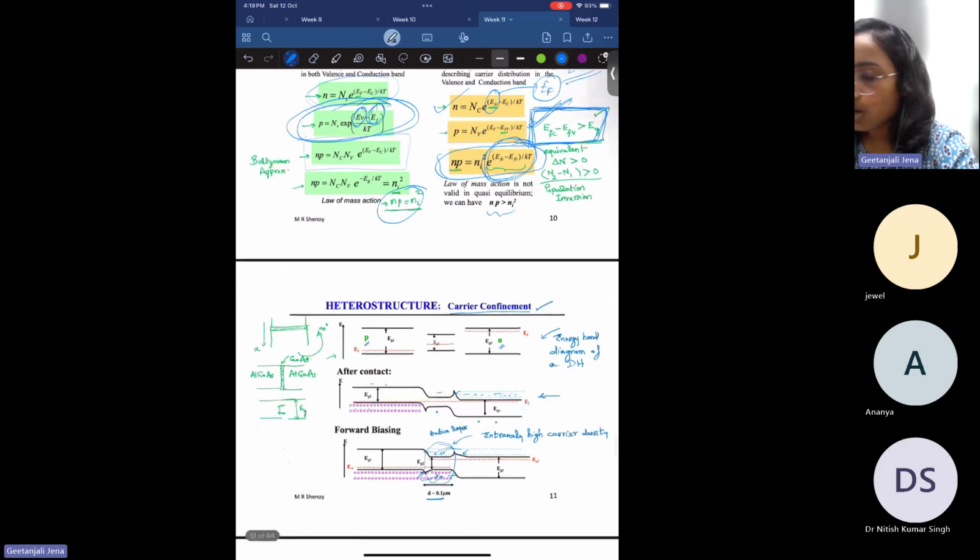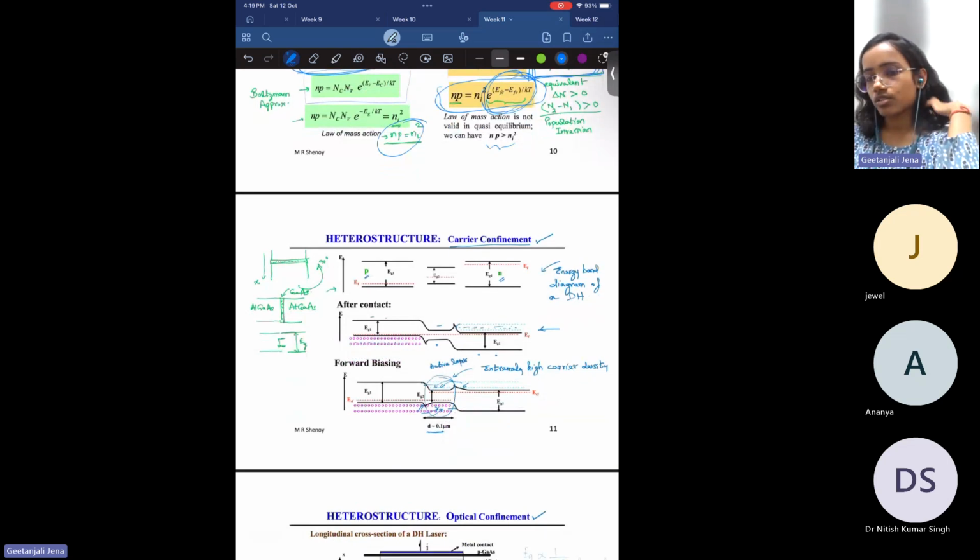So let us see how the carriers are confined inside a heterojunction. If you recall, a heterostructure is nothing but two different types of semiconductor sandwiching an active layer. If you see this figure, this is the band structure for a heterostructure semiconductor. On one side it is p-doped, on the other side it is n-doped. And in between these two semiconductors, there is a small region whose band gap energy is smaller than the p and n-doped semiconductors. When you combine all of this, what will happen?